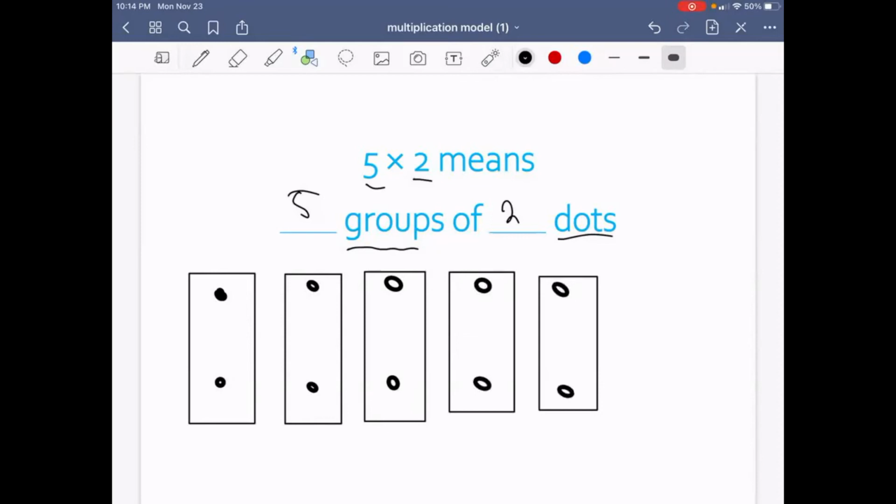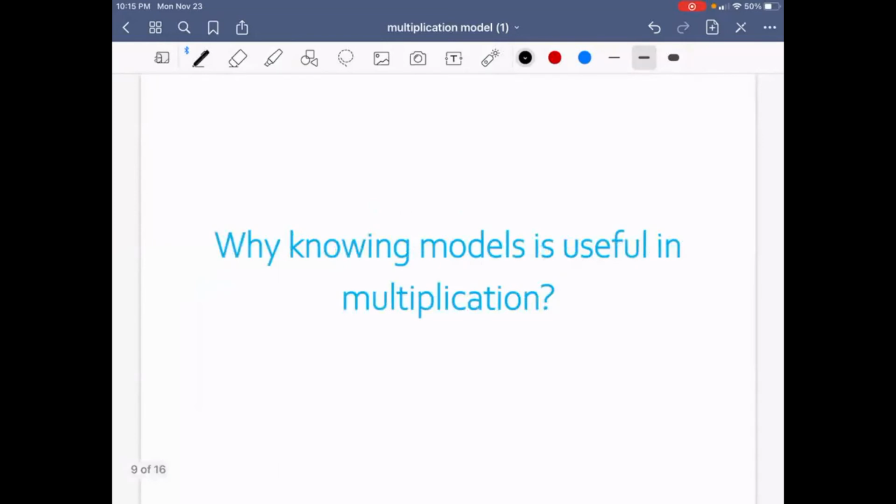Okay. Now, so we got 5 times 2. How do we get our answer? Remember from the one we did before, we just count the amount of dots. So there's 1, 2, 3, 4, 5, 6, 7, 8, 9, and 10. So 10.